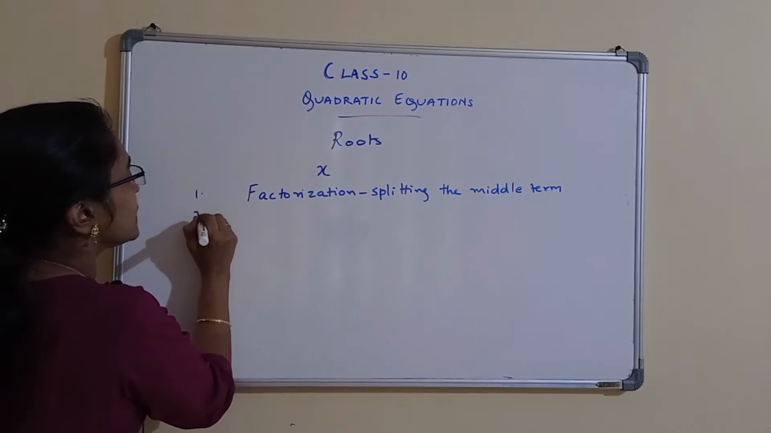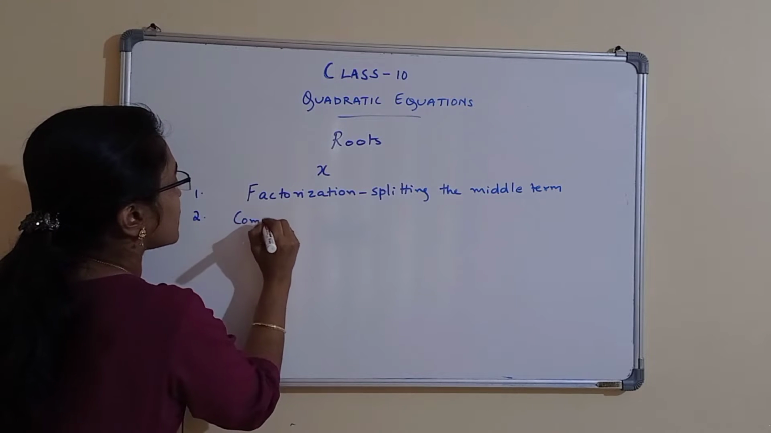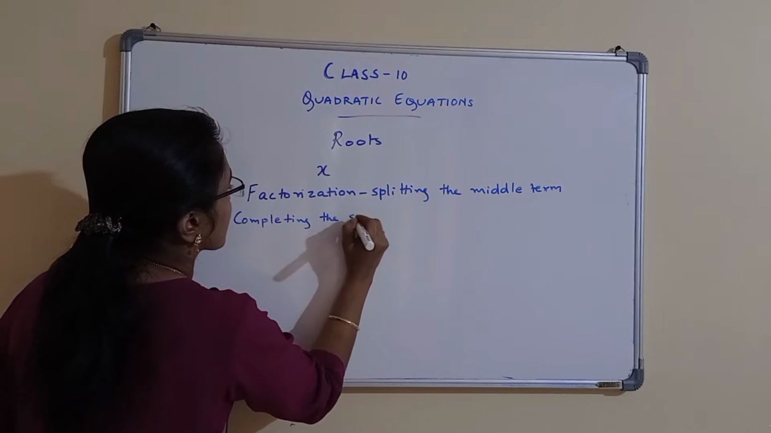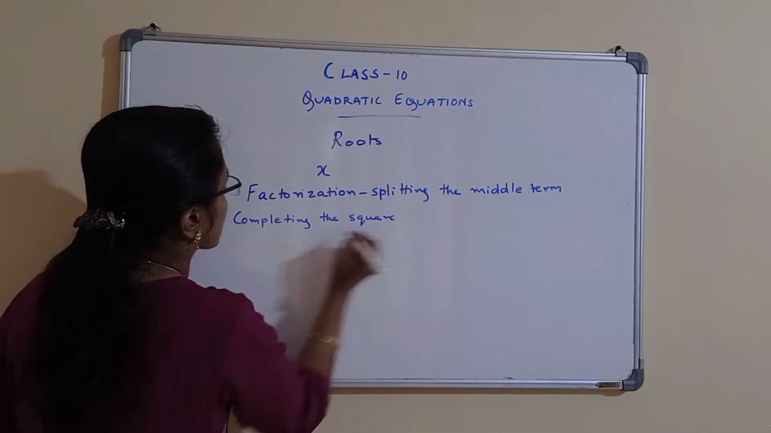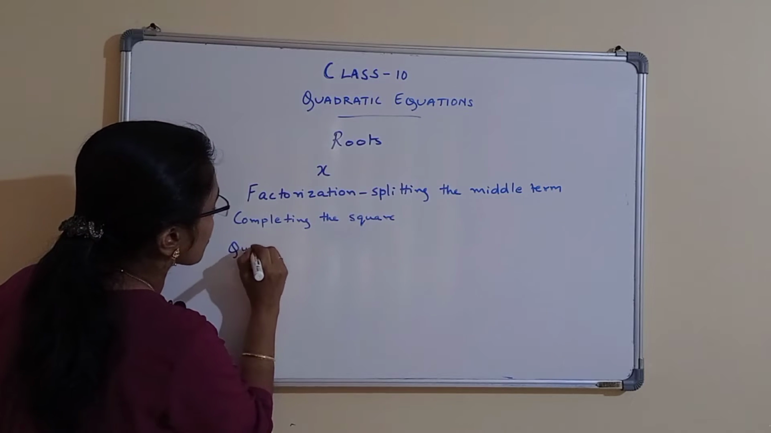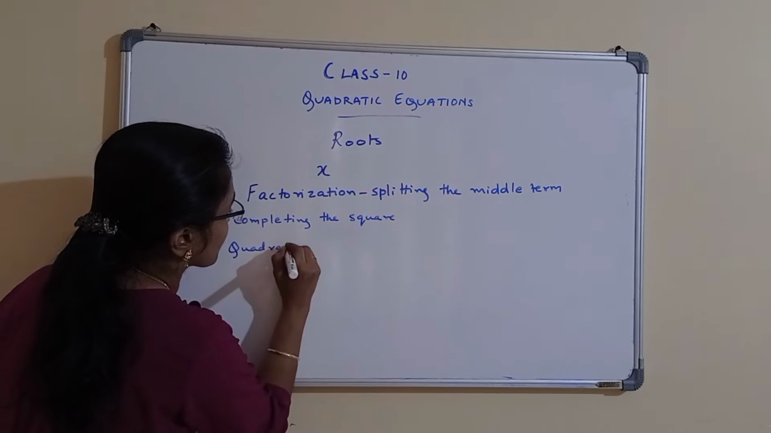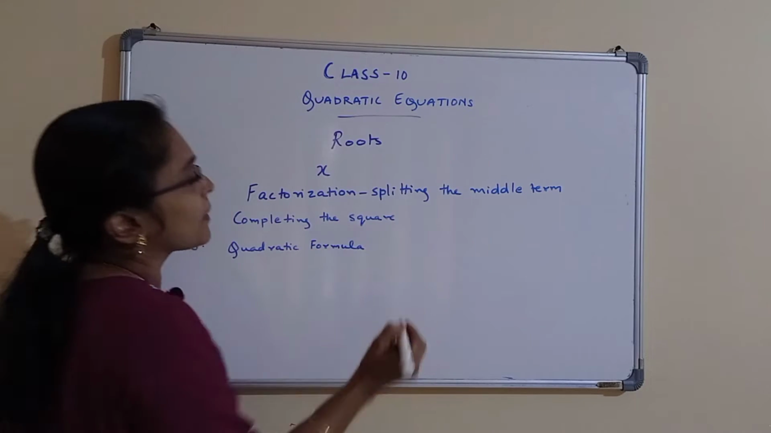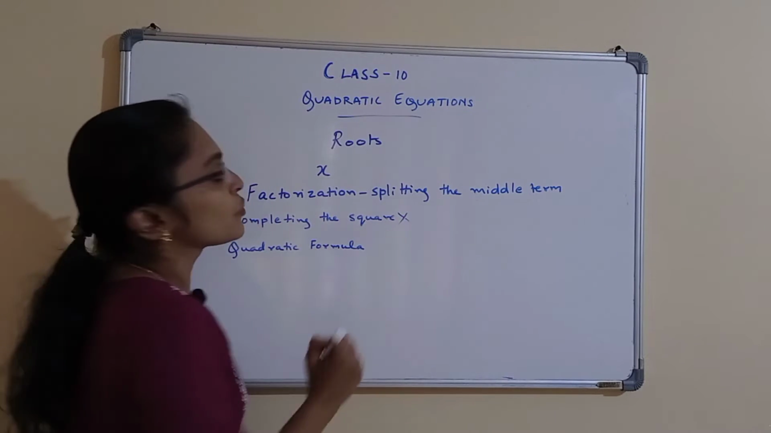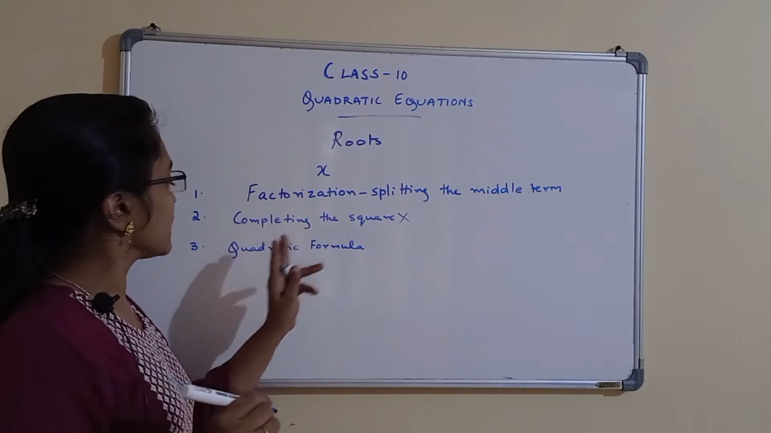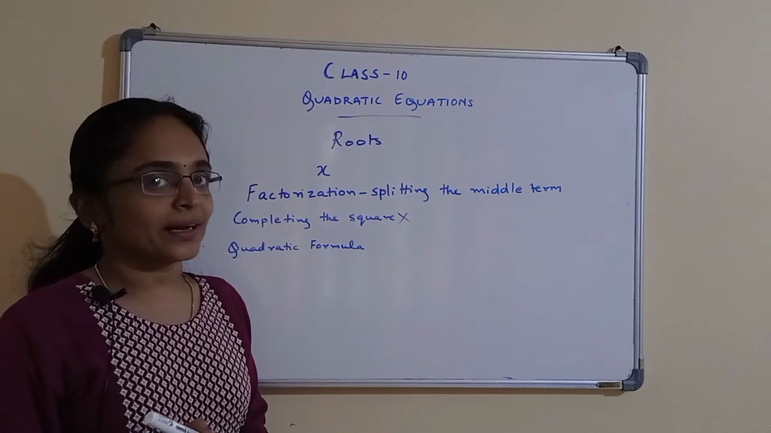And the second method is completing the square. And the third method is by applying the quadratic formula. But this method is removed from the syllabus. So we'll be doing it by the factorization method and by using the quadratic formula.